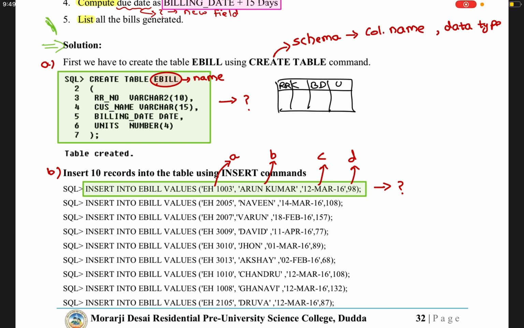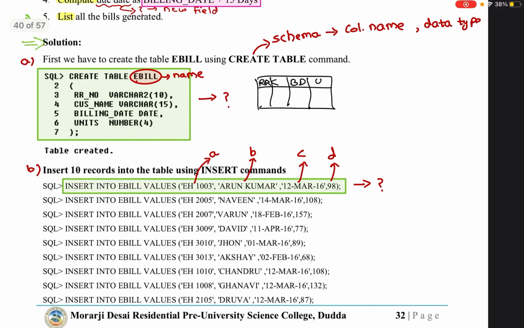Okay, A is the registration number. For this the maximum length was 10, so we are still under the limit. Again, this is the customer name, length was 15, still under the limit. This is the date, and this is units, the total number of units that Arun Kumar has consumed. This is the date on which some checker or tester has recorded the number of units consumed. So the output of this will be that it will insert this record into table eBill.